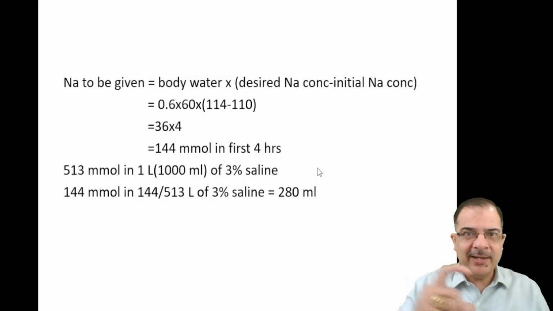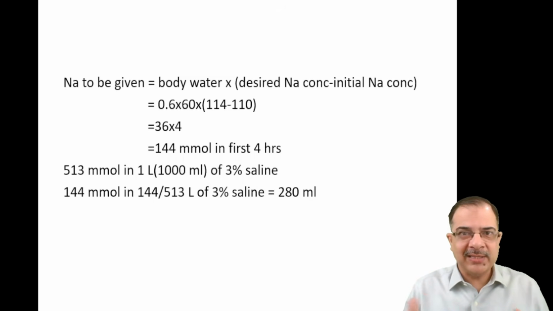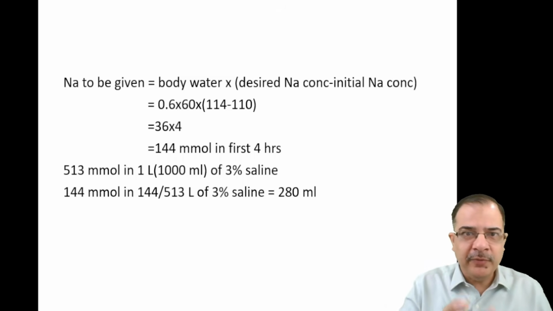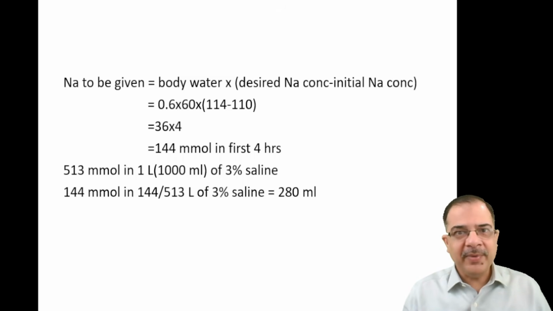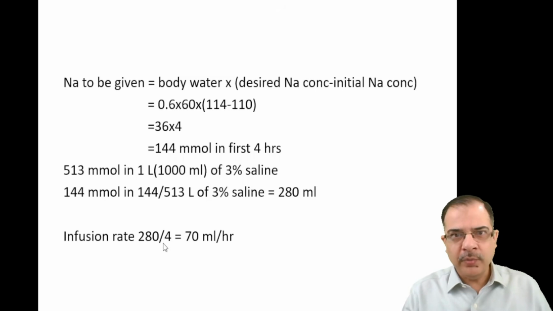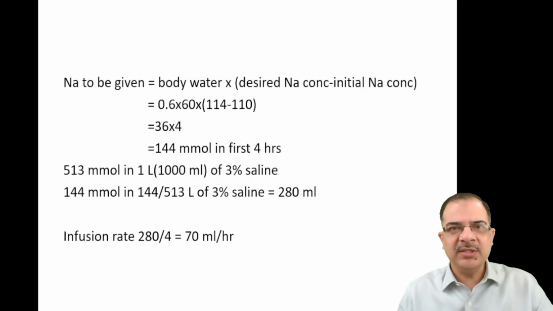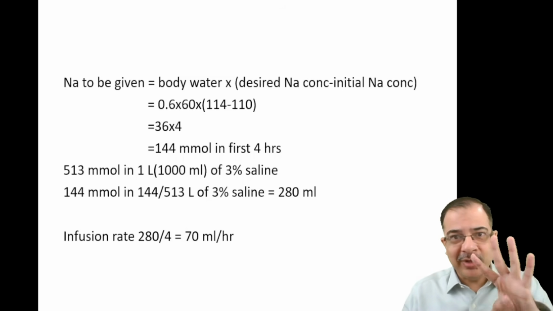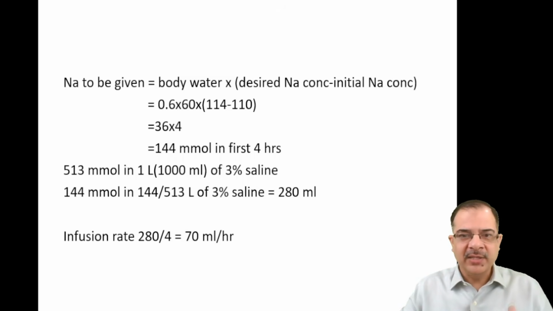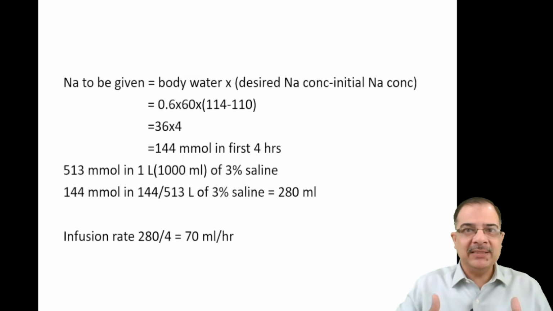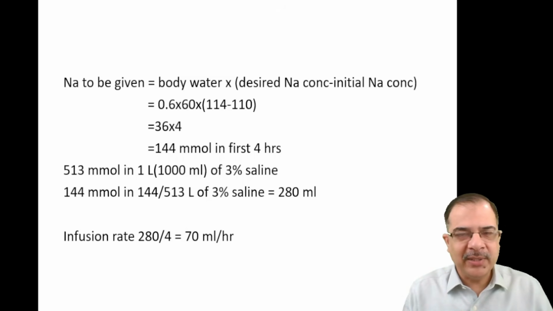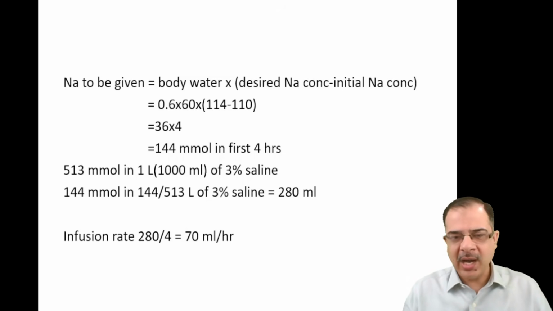So we have calculated that 280 ml of 3% saline will be needed, which we have to infuse in 4 hours. So the drip rate should be calculated. The drip rate will be 280 divided by 4, because in 4 hours we have to give this much fluid. So the drip rate will be 70 ml per hour. This is how to calculate. I have calculated this just for the initial 4 hours. Then after 4 hours we will increase the sodium by plus 8, or depending on the symptoms of the patient, in the next 24 hours. We will use a similar formula.